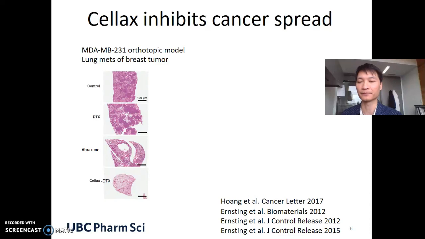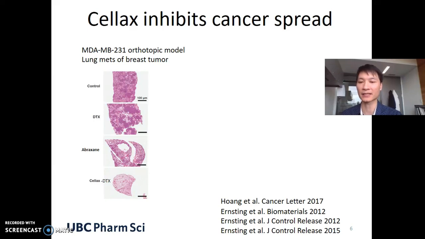So they are stained as more blue or purple compared to the rest. So you see a lot of dots in the tissue section, indicating lots of tumors. And next we have docetaxel (DTX) treated lung. You see there's no improvement.